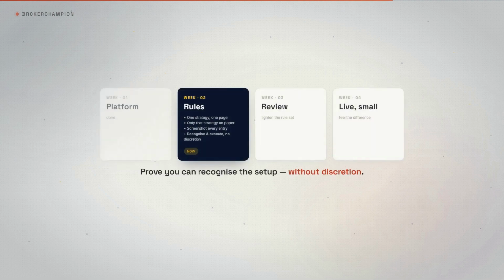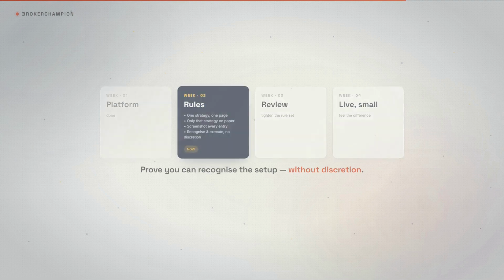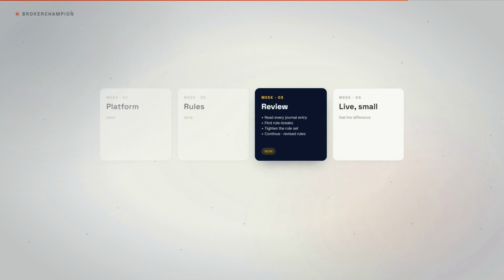Week 2 is rules. Define your strategy on a single page. Trade only that strategy, on paper, all week. Screenshot every entry. The goal is to prove you can recognize the setup and execute without discretion. Week 3 is review. Read every journal entry. Identify the trades that broke a rule. Tighten the rule set. Continue paper trading the revised rules.